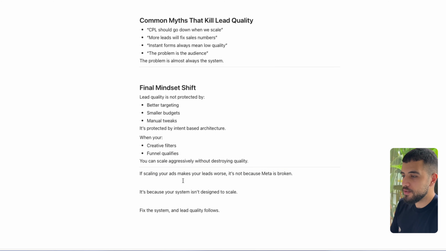If scaling your ads makes your leads worse, again, it's not because Meta is broken, it's because your system is not designed to scale.